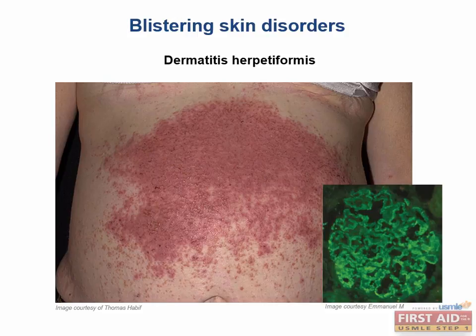What is this particular skin manifestation associated with? You should think of celiac disease, which in some cases may precede the appearance of GI symptoms. Do you remember what type of hypersensitivity reaction this represents? Type 3 hypersensitivity reaction, and it's due to the deposition of IgA immune complexes.